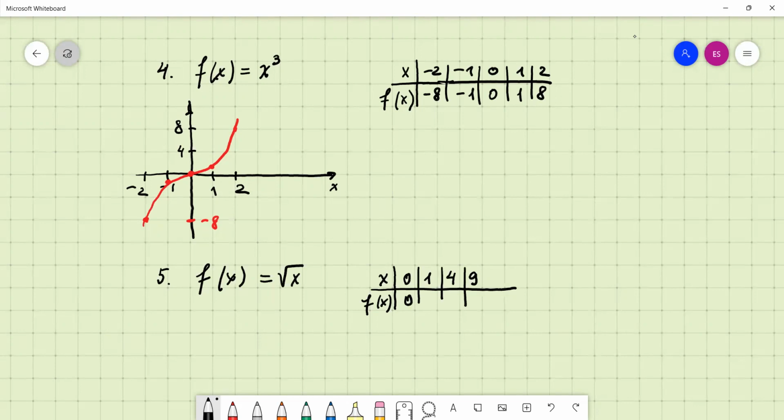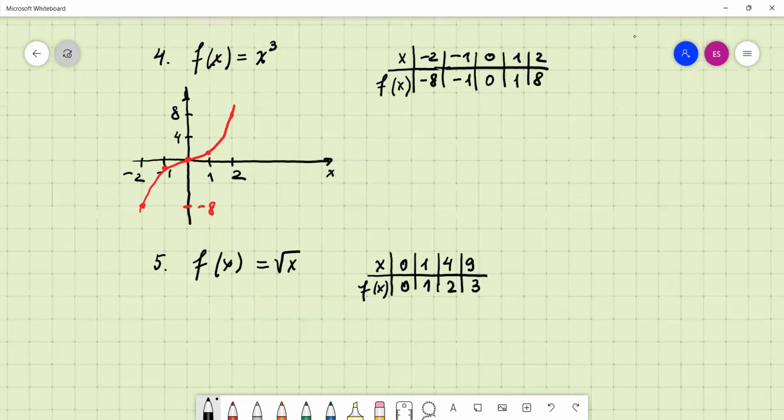Square root of 0 is 0, right? Square root of 1 is 1. Square root of 4 is 2. And square root of 9 is 3, right? And we don't even need this part. Now I'm going to graph it.